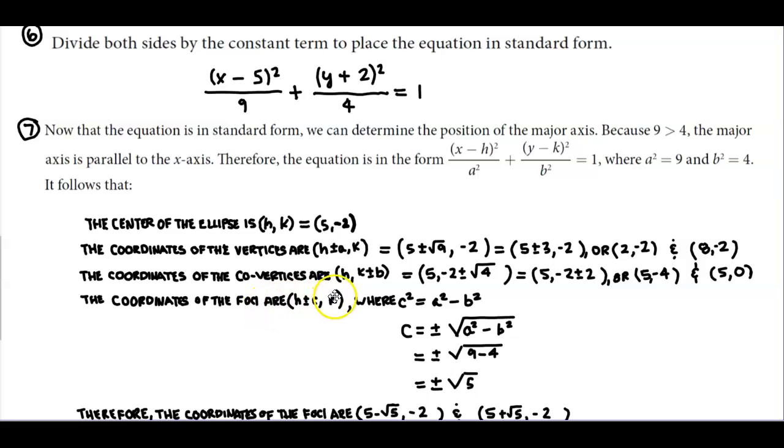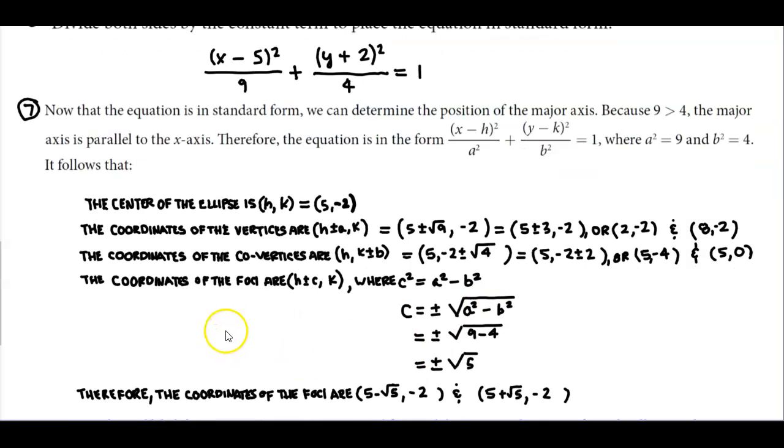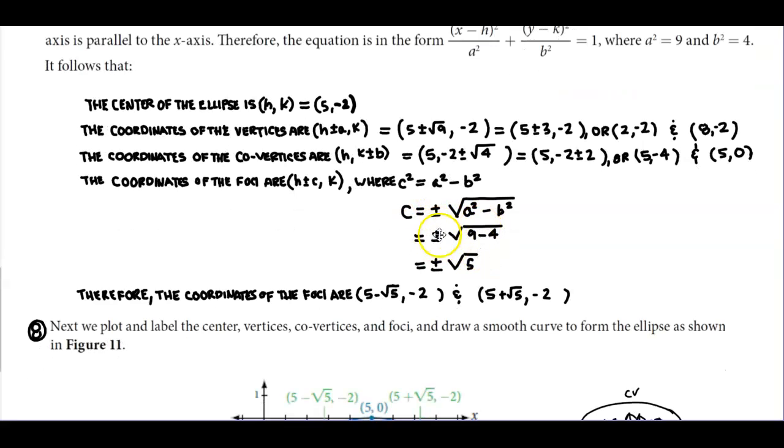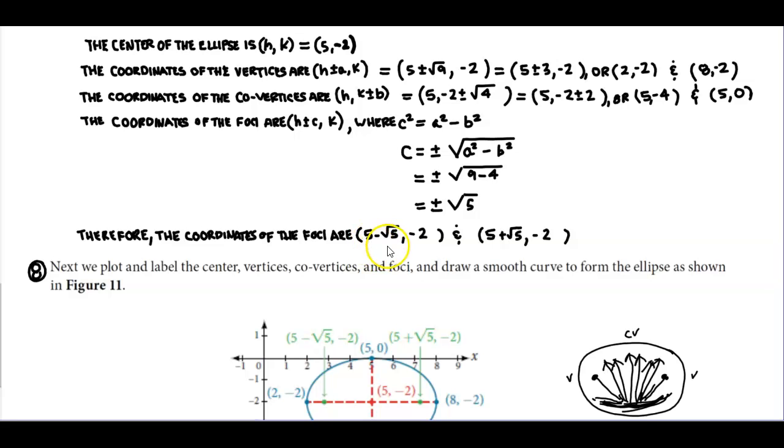The coordinates of the co-vertices are (h, k ± b). So we have (5, −2 ± the square root of 4), which becomes (5, −2 ± 2), or (5, −4) and (5, 0). Now the coordinates of the foci are (h ± c, k), where again c² is equal to a² − b². So it's going to be ± the square root of 9 − 4, which is ± the square root of 5. So the coordinates of the foci are (5 − √5, −2) and (5 + √5, −2).